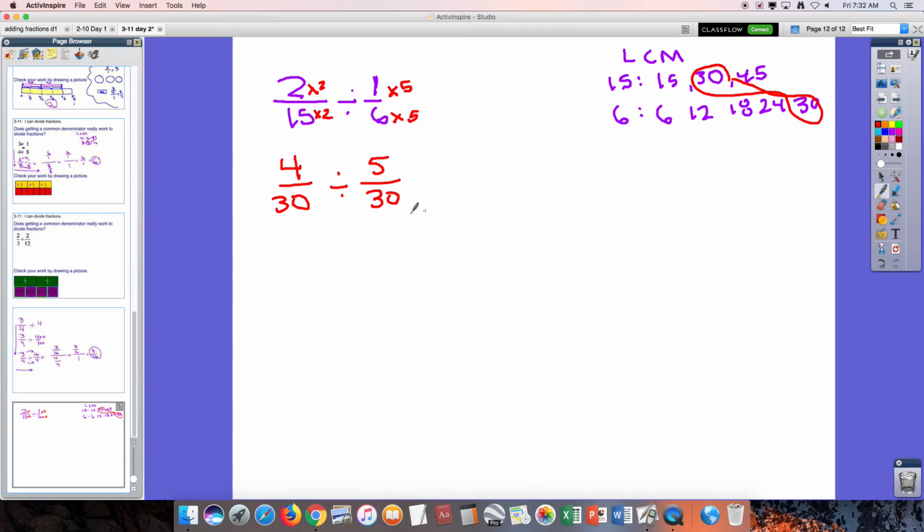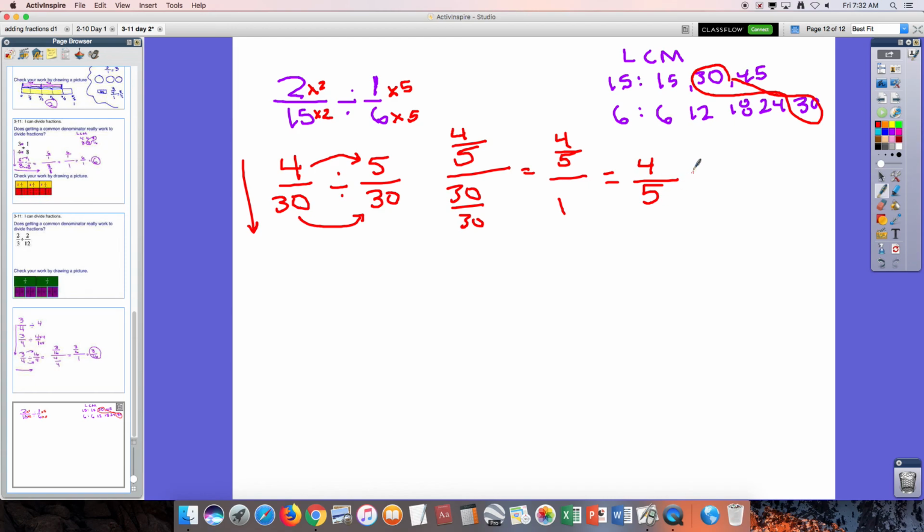Okay, so we rewrote it, and we're going to go down and then over. Okay, so now we're going to divide across. 4/5 over 30 over 30 equals 4/5 over 1, which equals 4/5. Can I reduce that? No. That's my answer.